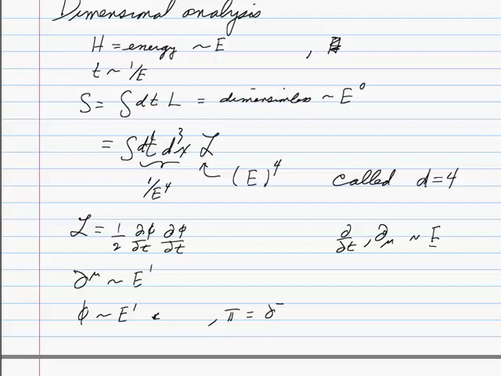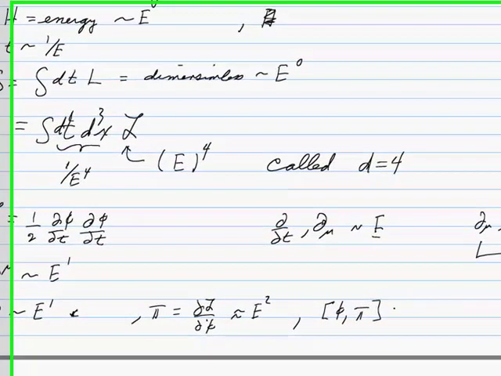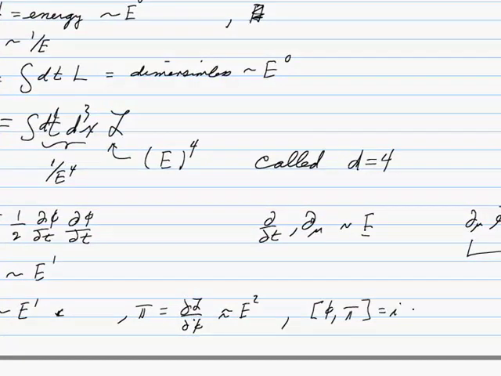Pi was the derivative of the Lagrangian with respect to phi dot. That then turns into something that goes like energy squared. And the commutator of phi with pi is i delta 3 of x minus x prime.